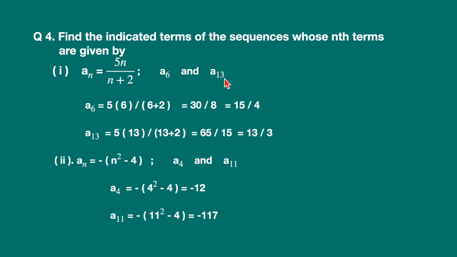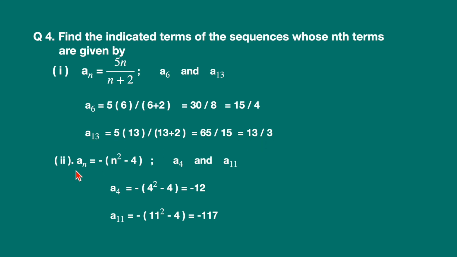Let's now do A13. Wherever n is there, put 13. So 5 into 13 upon 13 plus 2. 65 upon 15, that is 13 upon 3.